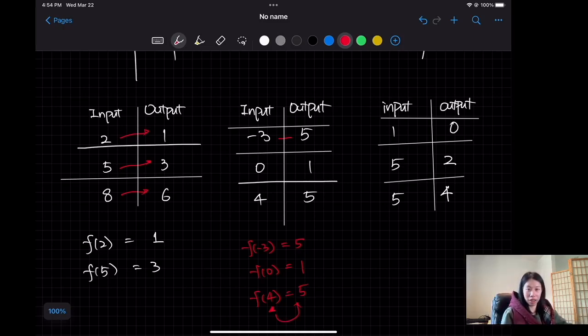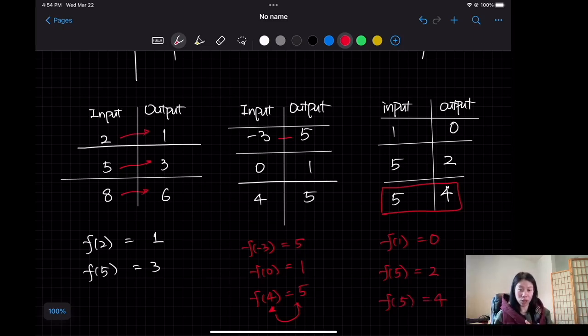Now let's take a look at the third table. We have f of 1 equals 0, f of 5 equals 2. However, what about the last one? The last one you also got f of 5 equals 4. That means this input does not uniquely determine one output, which means this is not a function.